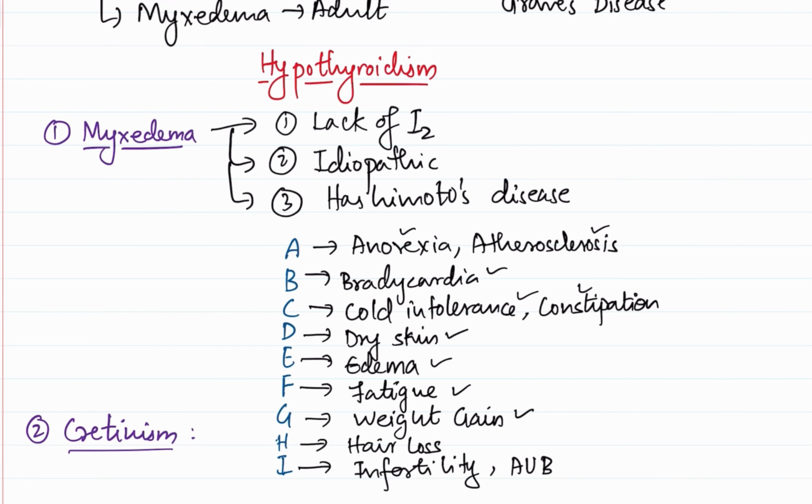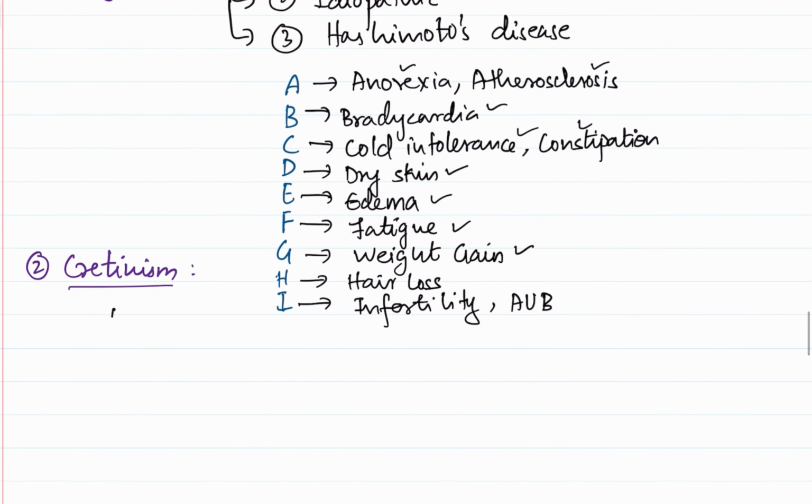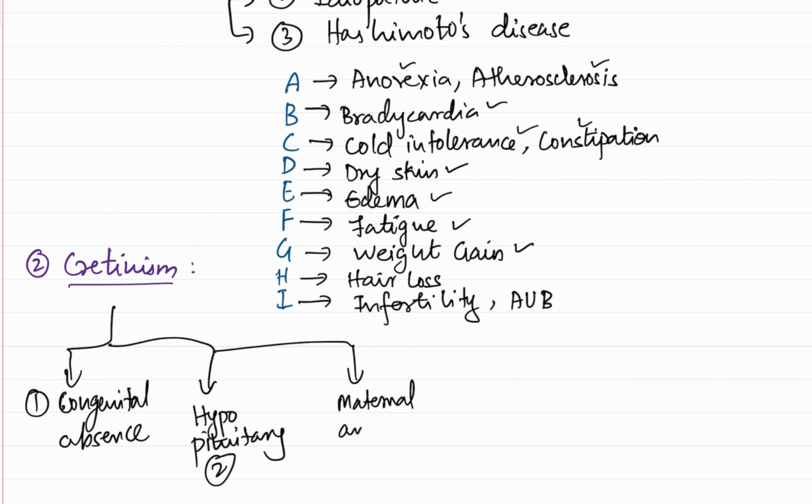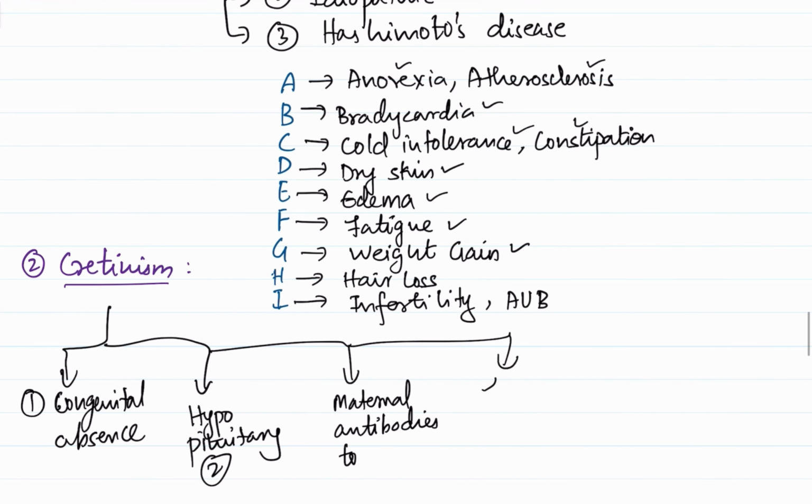Now, cretinism. Why does cretinism occur? Cretinism can occur due to, first, a congenital absence of the thyroid gland. The second reason could be that it may not be directly the thyroid, but the pituitary gland is affected. So there could be hypopituitarism, something that is affecting the pituitary gland. Or there could be maternal antibodies to the fetal thyroid. Or there could be a fetal dysgenesis of the thyroid gland.